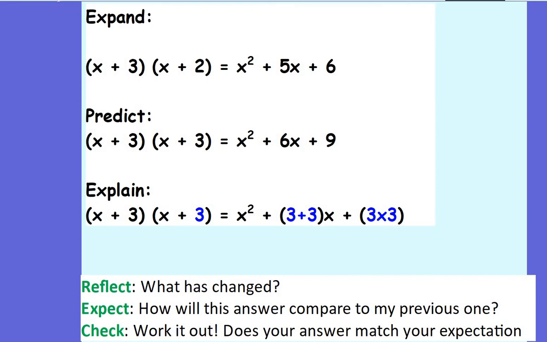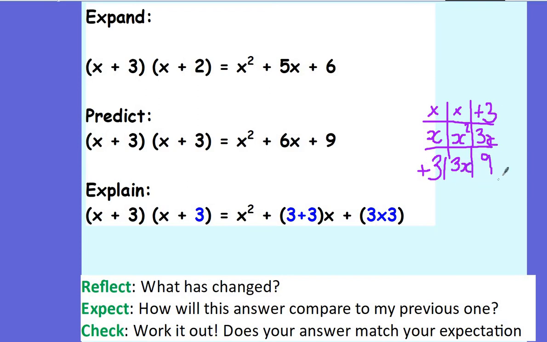I would then check it, doing a grid expansion. I've got x here, I've got x plus 3 along the top. Down the side, I'm multiplying x plus 3. Filling in the grid, x times x gives me x squared. 3 times x gives me 3x. 3 times x gives me another 3x. And 3 times 3 gives me 9. Adding together my grid, that gives me x squared plus 6x plus 9. I've checked my answer and it's correct.